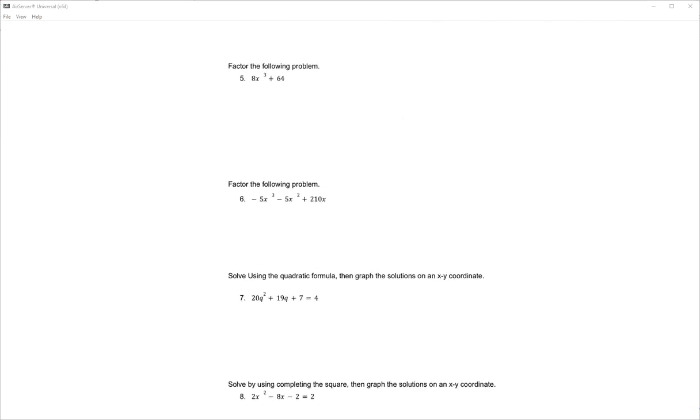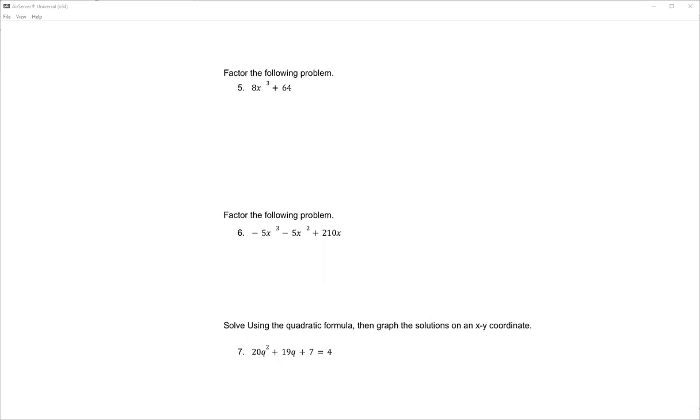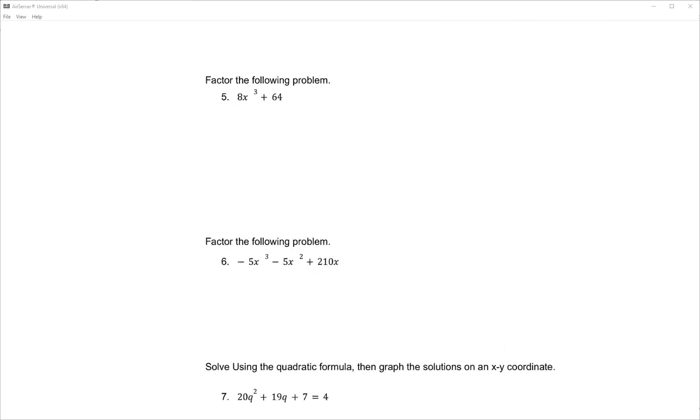Number 5, notice that this is the sum of cubes. They're both cubes. What's a cube again? 3 cubed is 27, so this is a cube. 4 cubed is 64, so 64 is a cube. So you're adding 2 cubes here, and that formula is a cubed plus b cubed is equal to a plus b, and then a squared minus ab plus b squared.